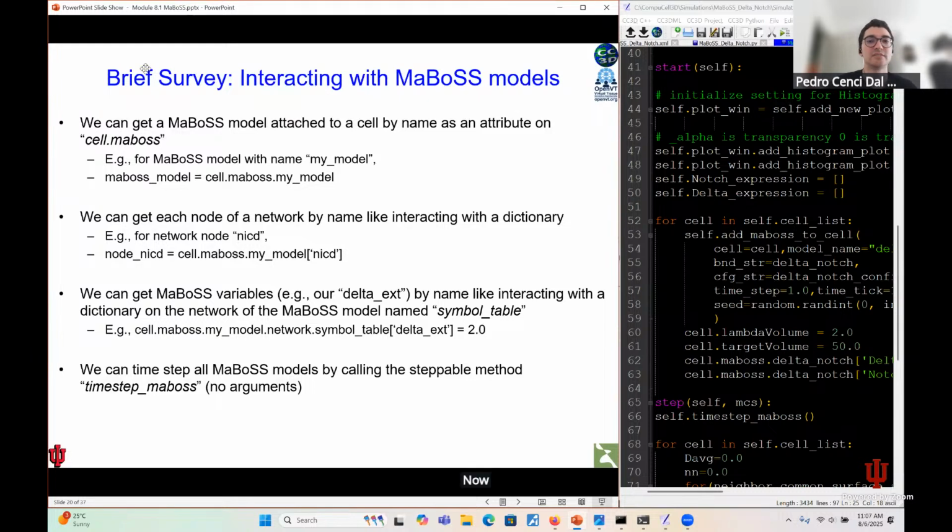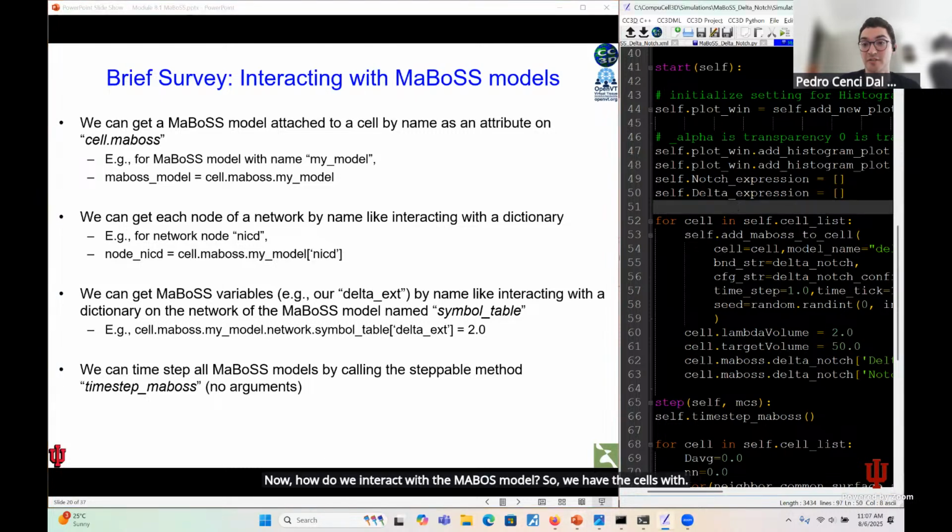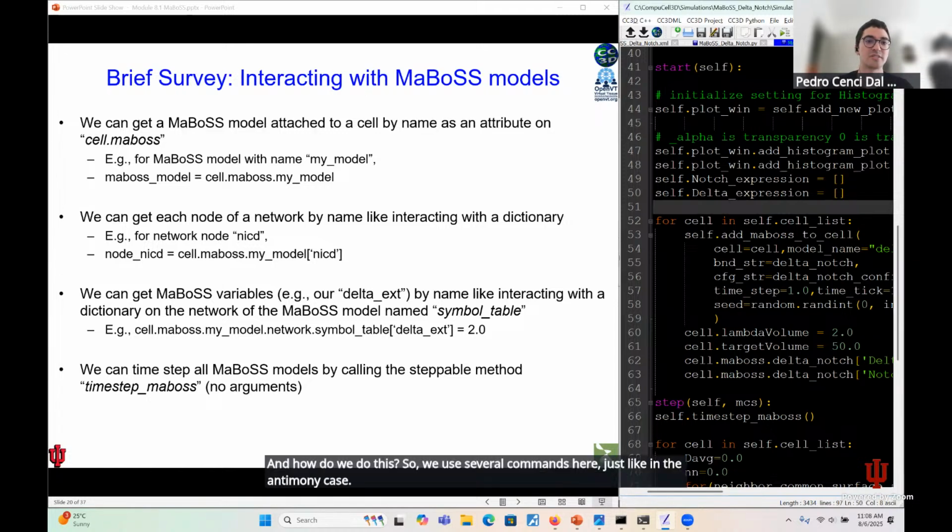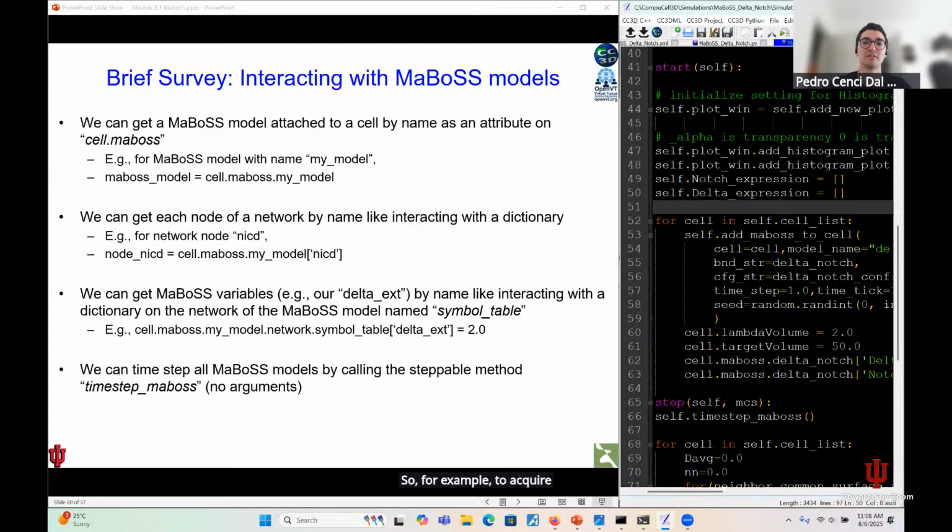Now, how do we interact with the MaBoSS model? So we have the cells with their Boolean stochastic networks, but oftentimes we want to pass information to the network and get information from the network. And how do we do this? So we use several commands here, just like in the antimony case. For example, to acquire the reference for a certain MaBoSS network, we use cell.maboss dot the name of the model, which in our case here is delta notch, but it could be any name you give to your model.